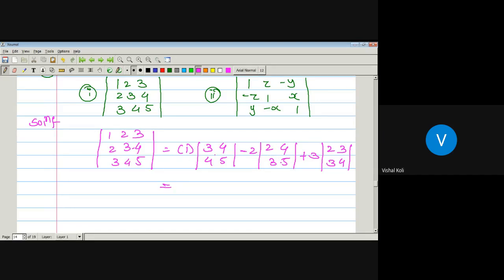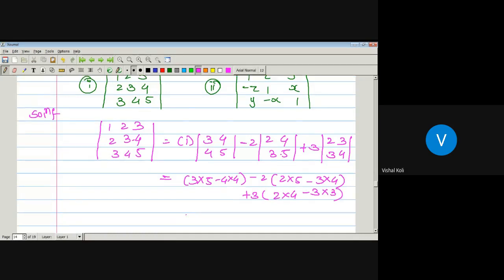1 into anything will be that particular value. So here 1 into this one. Now we know how to solve the determinant of order 2, that is 3 into 5 minus 4 into 4, minus 2 into 5 minus 3 into 4, plus 3 into 2 into 4 minus 3 into 3.